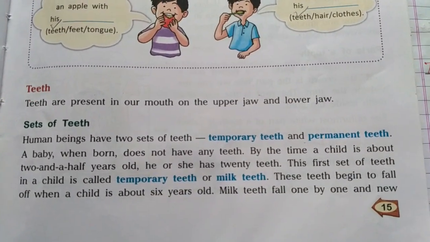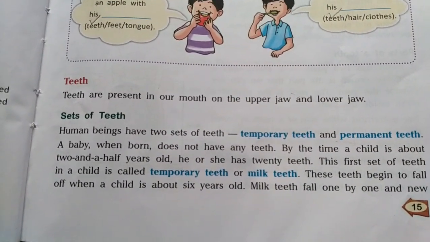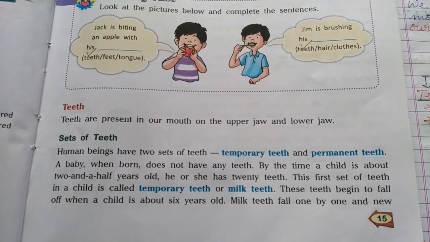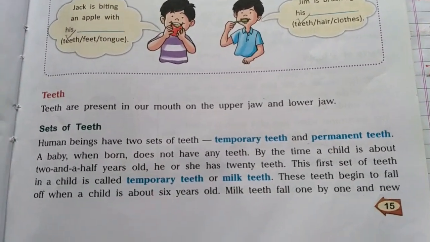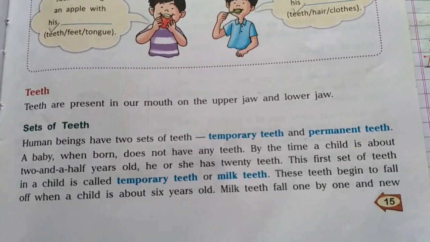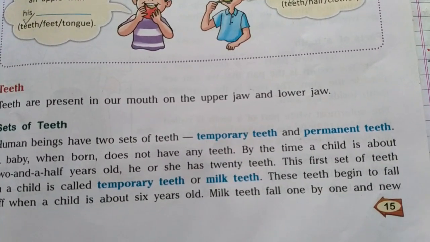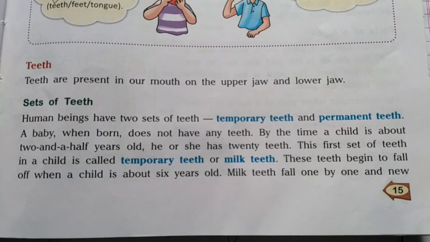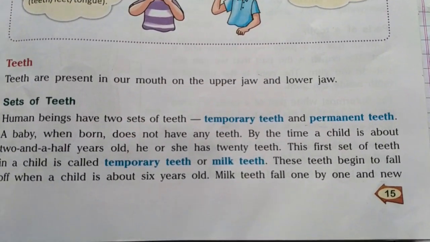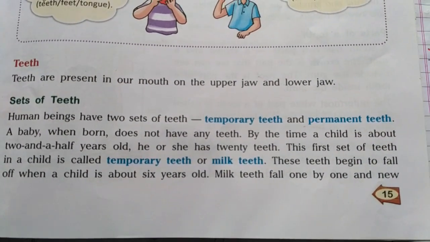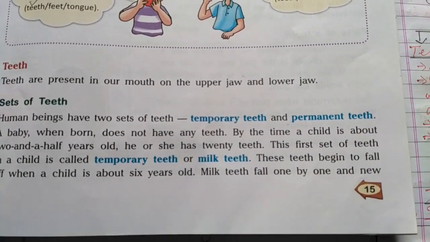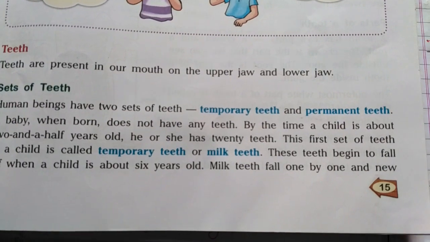Because after a certain period of time, after certain years of growth of that baby, these teeth fall down, they break, and in place of that, a new set of teeth, which is a little bit larger and stronger than the temporary teeth, grows, and those are called permanent set of teeth. Why is it called permanent set of teeth?